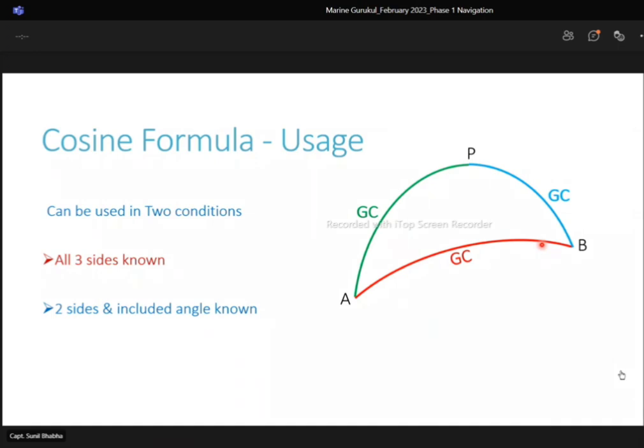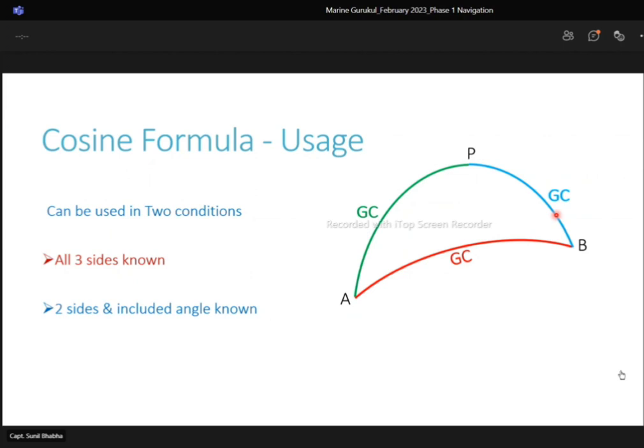Now, important thing to understand here is that the angle which you know should always be the included angle. If you know an angle other than the included angle, then in that case, cosine formula will not be applicable. So to give you an example, if you know side PA, the green color side, and side PB, the blue color side, and you know angle A, in this case angle A is not the included angle, and we will not be able to use the cosine formula here. Again, if angle B is known, same thing happens. Angle B is not the included angle, and we will not be able to use the cosine formula here.